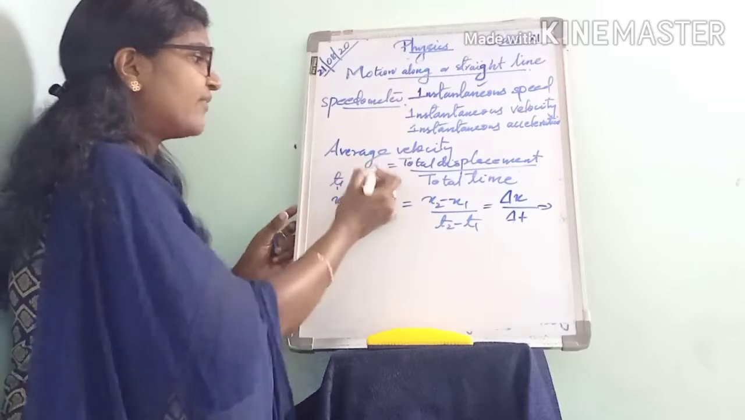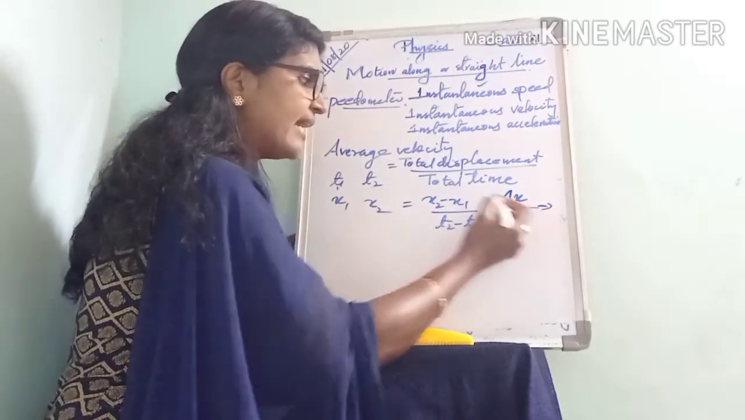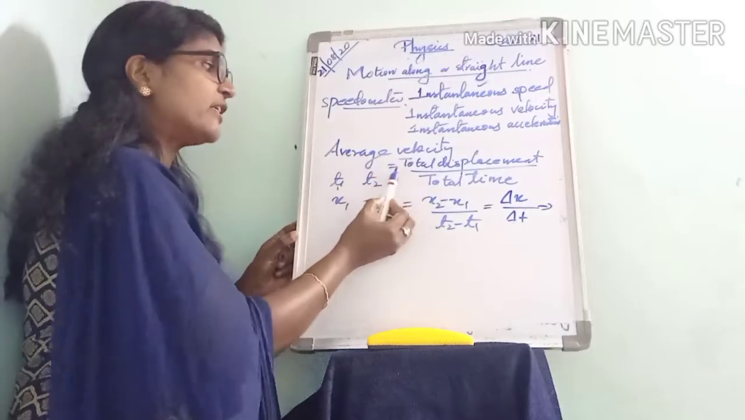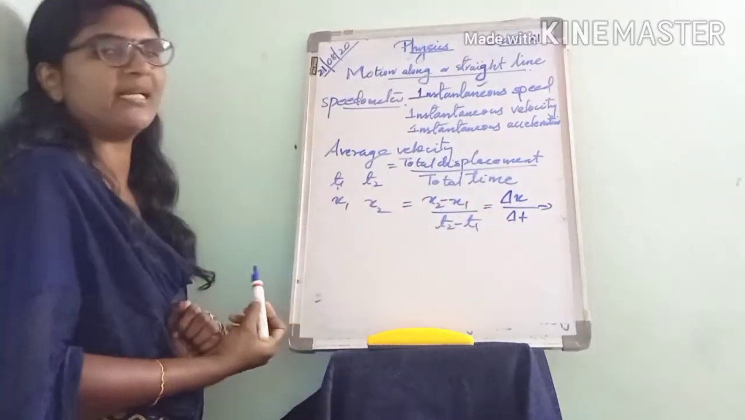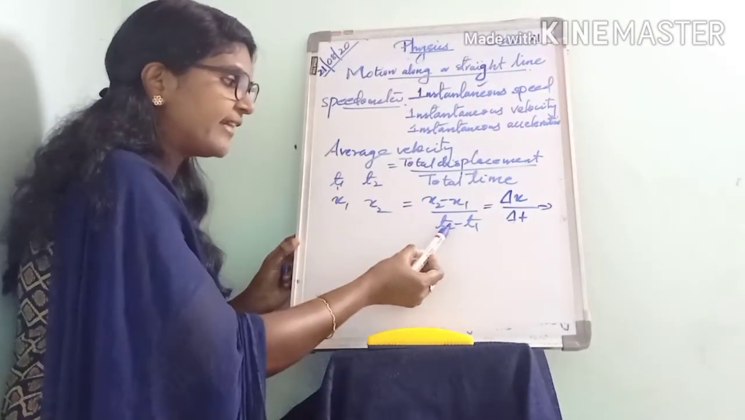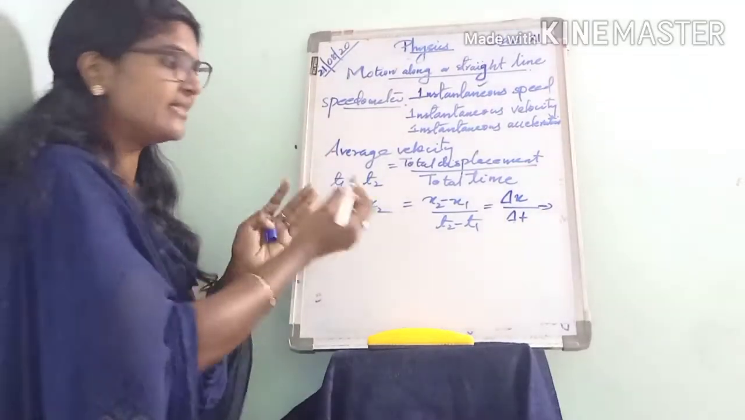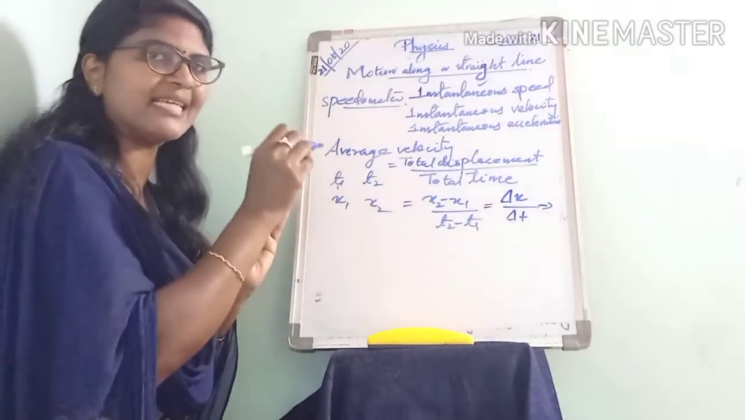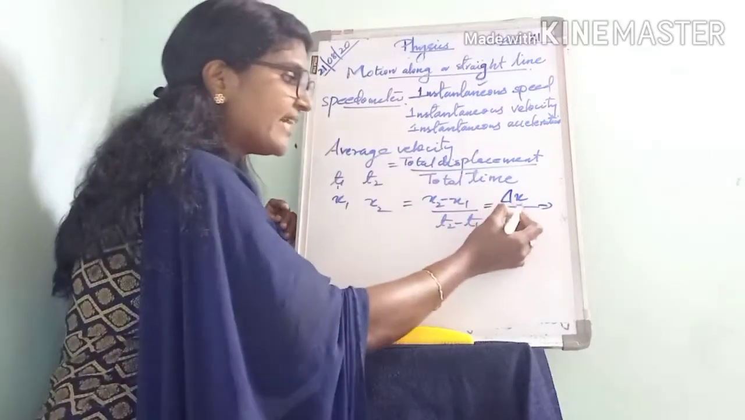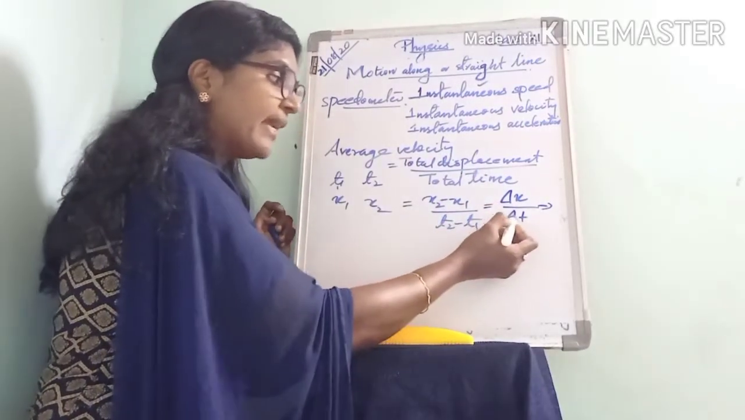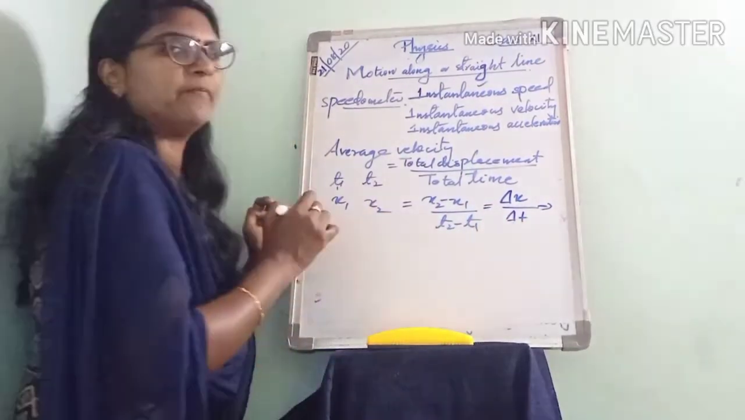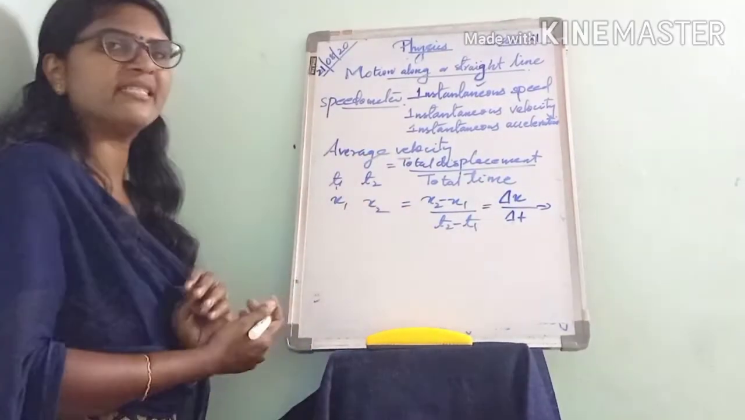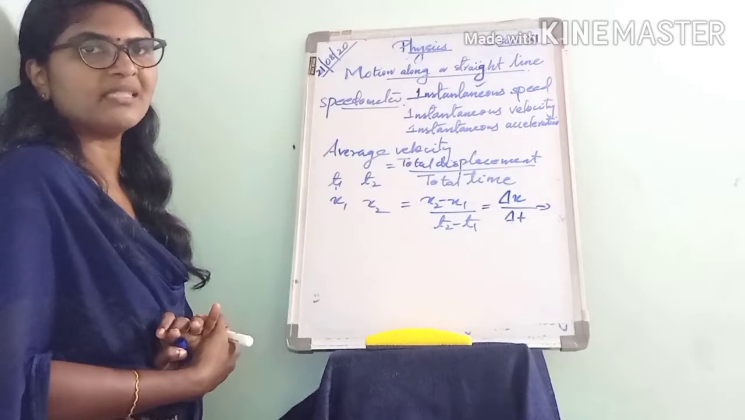So here the average velocity can be written as delta x divided by delta t. Average velocity is equal to total displacement by total time, that is x2 minus x1 divided by t2 minus t1. This is the change of position, which can be represented by delta, as we already learned. So delta x by delta t represents the average velocity.